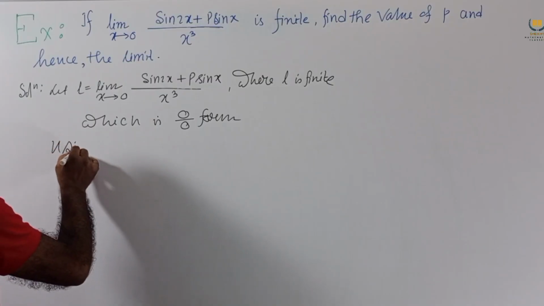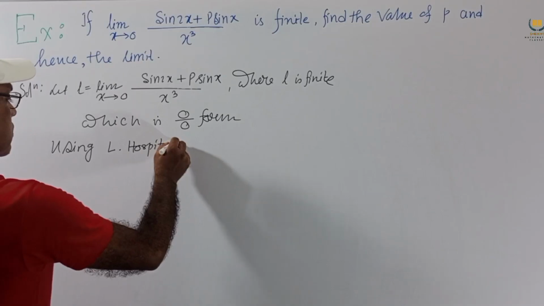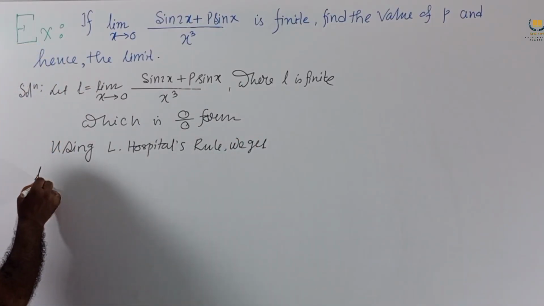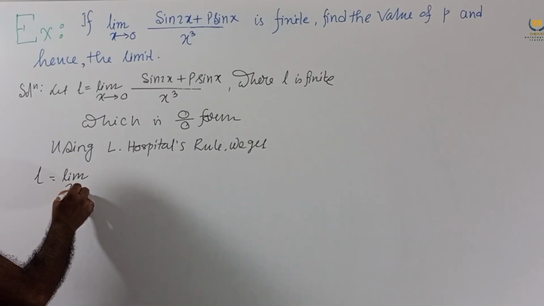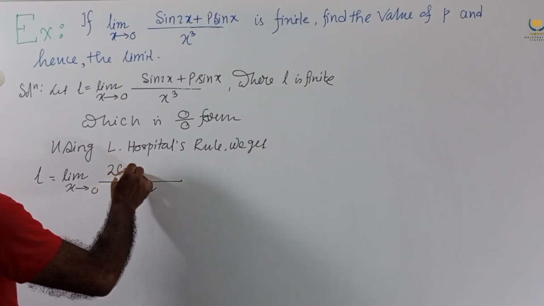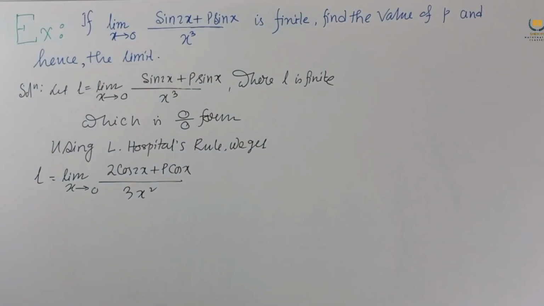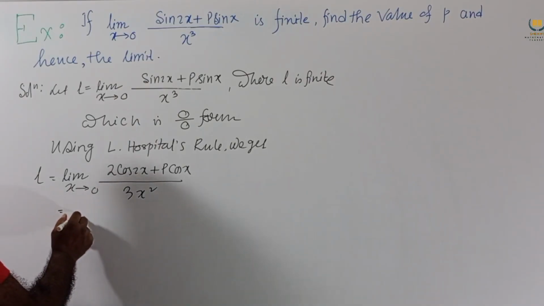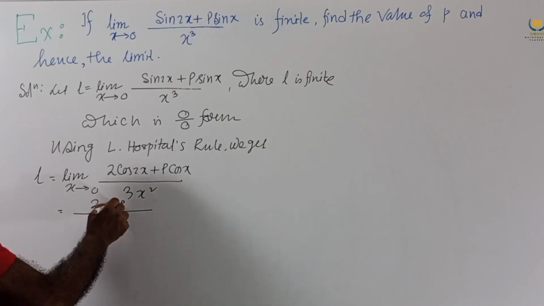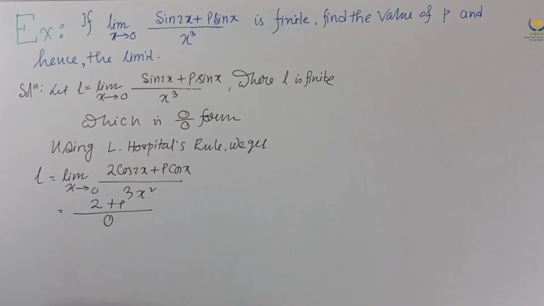Using L'Hospital's rule, we get L equal to limit x tends to 0 of (2 cos 2x + p cos x) / 3x². Now again, if we put the limit directly, the denominator will be 0, cos 0 is 1, so the numerator is 2 plus p. We get (2 + p) by 0.